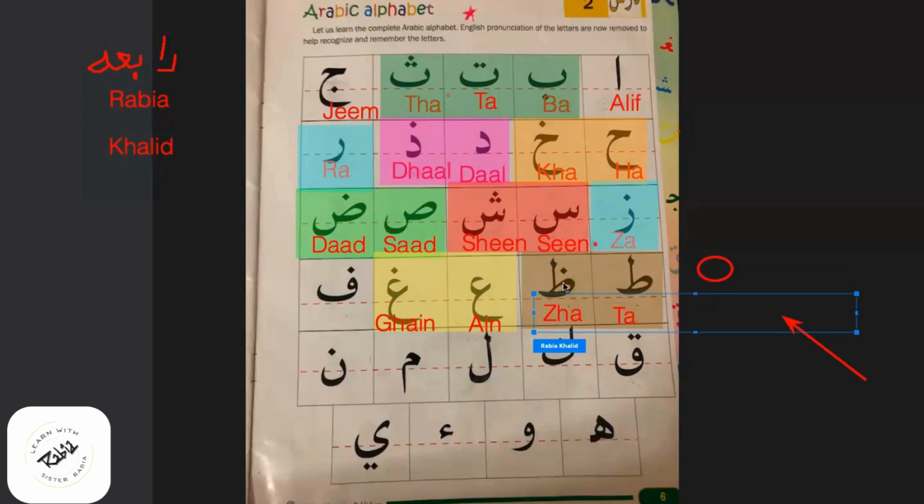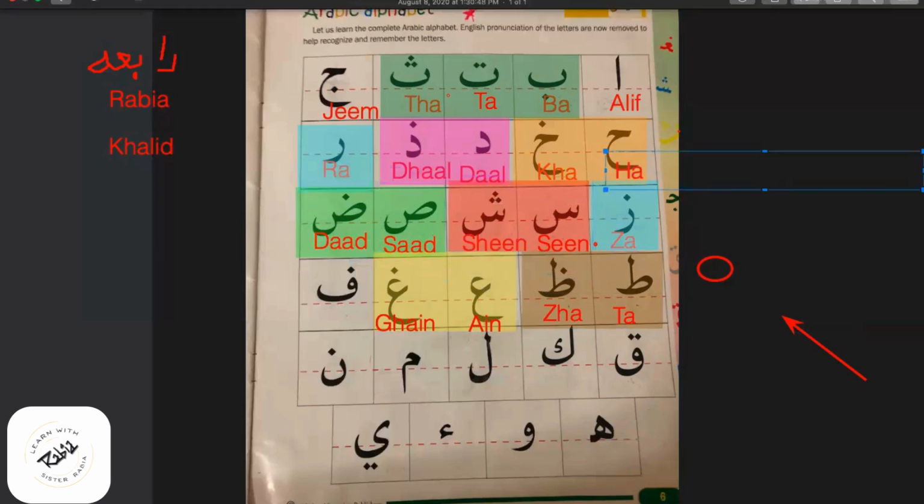Whatever thaw does, the thaw is going to do the same. Whatever ain does, the ghain is going to do the same thing. Same for this one, same for this one. Okay, so let's go ahead. Let's go find some letters.